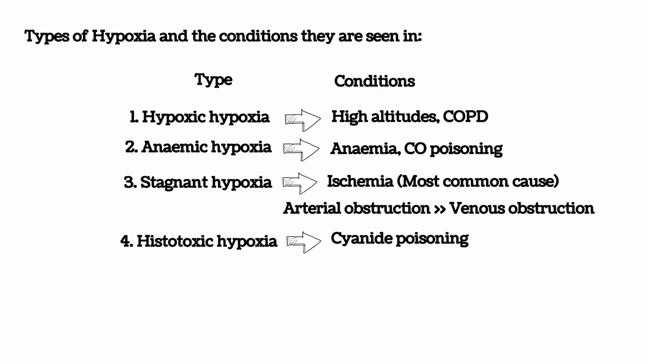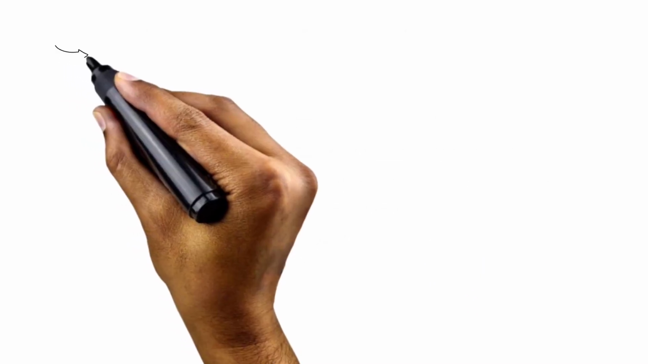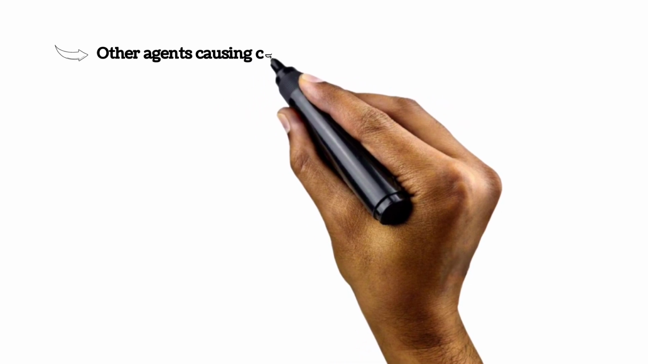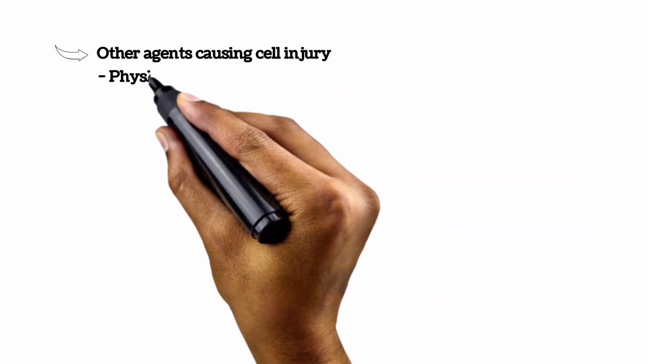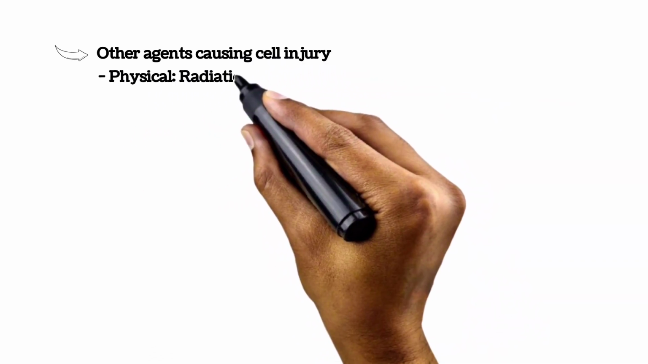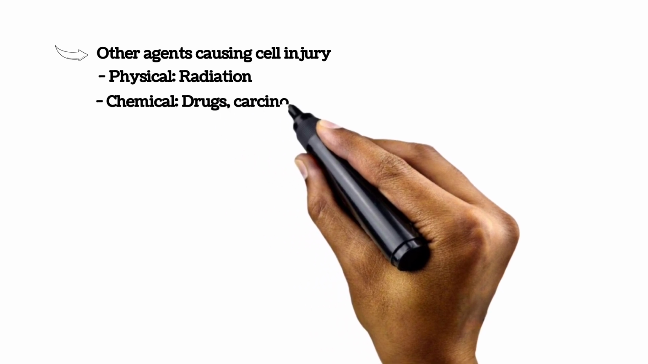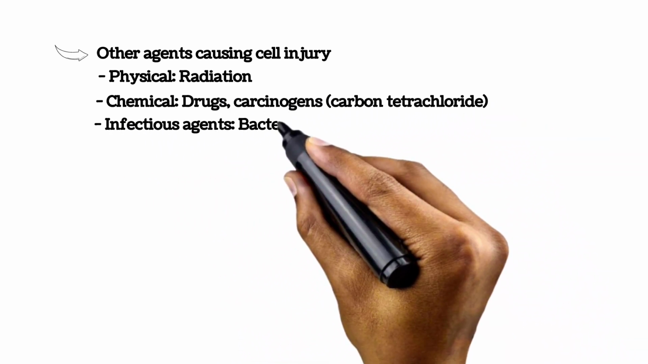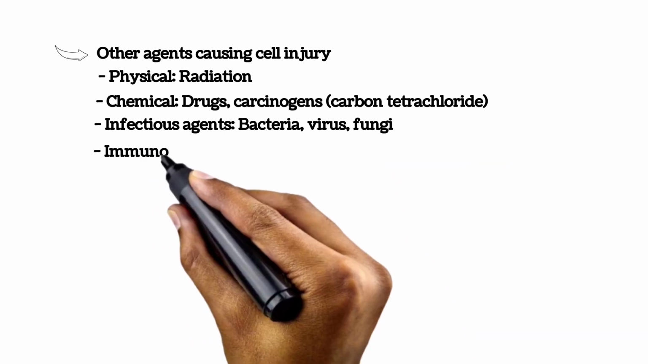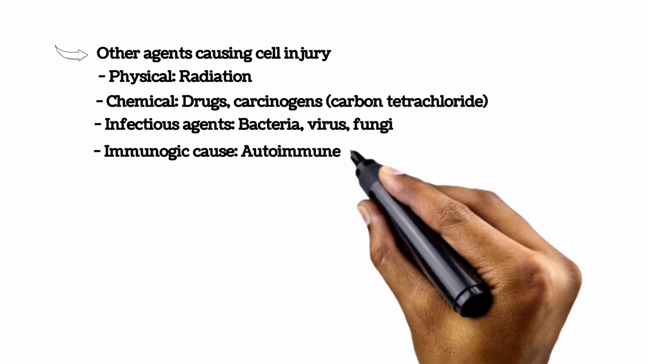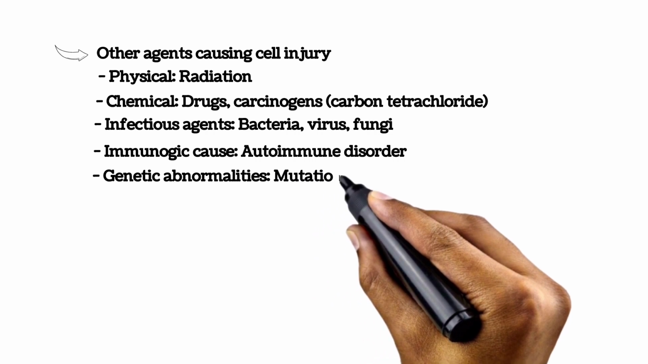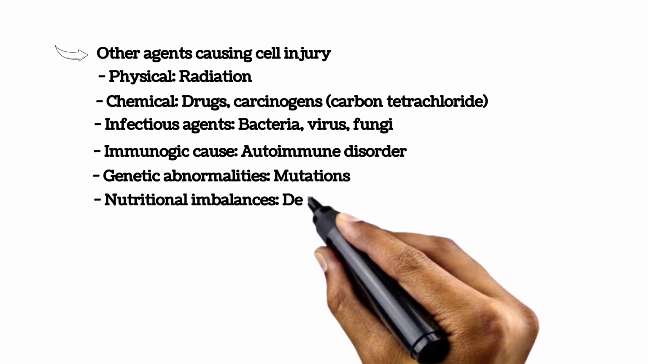Now let's see the other agents causing cell injury. These include physical agents like radiation, chemical agents like drugs and carcinogens, for example carbon tetrachloride, infectious agents like bacteria, virus, fungi, immunological causes like autoimmune disorders, genetic abnormalities like mutations, and nutritional imbalances like deficiency, as in protein energy malnutrition, and excess, as in obesity.